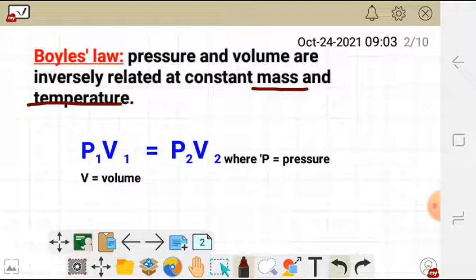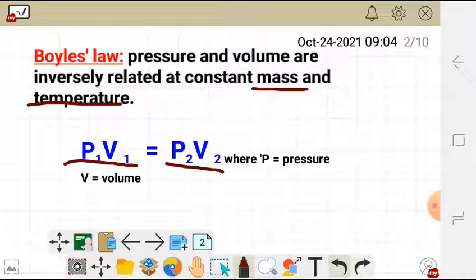This law is given by the formula P1 V1 equals P2 V2, where P is pressure and V is volume. P1 is our initial pressure and V1 is our initial volume. P2 is our final pressure, and V2 is our final volume.